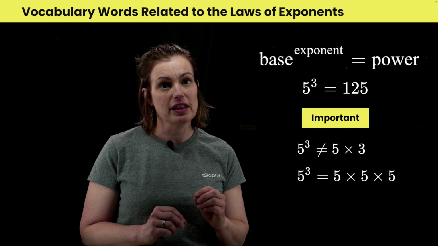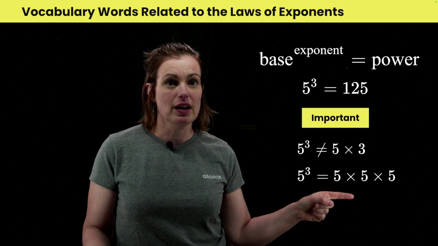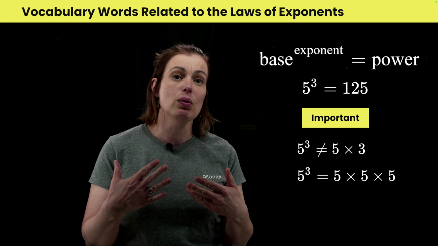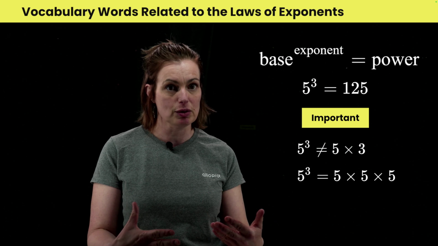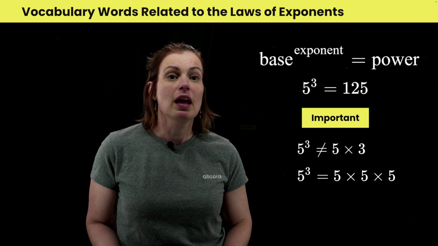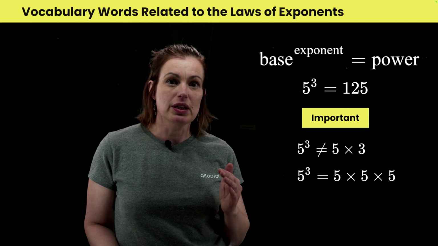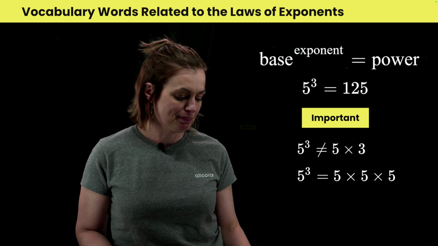It's also really important that you understand that 5 to the exponent 3 does not mean 5 times 3. That is a common mistake that students make. 5 to the exponent 3 is actually 5 times 5 times 5. So the exponent's job is to tell us how many times you have to multiply the base by itself. So it's really just a repeated multiplication of the base. This is a little different when the exponent's a negative or if the exponent is a fraction, but we're going to get to that bit a little later on in the video.